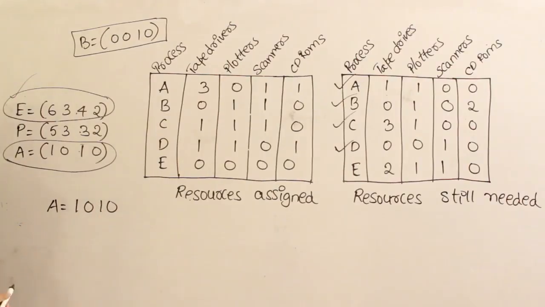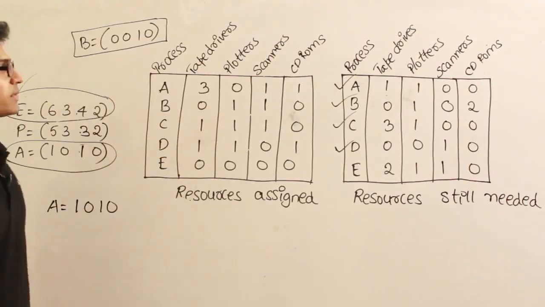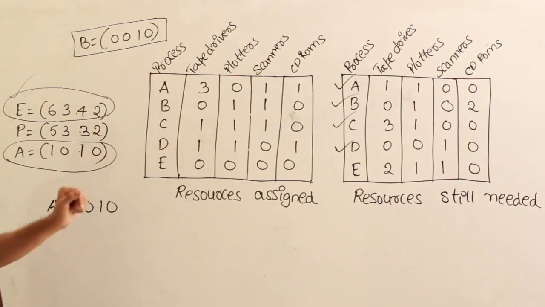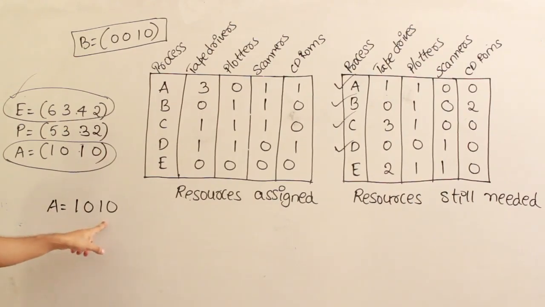Now using this availability, can I satisfy any of the needs? Just check it. Can I satisfy A's need? No, because A needs 1 1 0 0, it cannot be satisfied. Can I satisfy B? No. Can I satisfy C? No. Can I satisfy D?